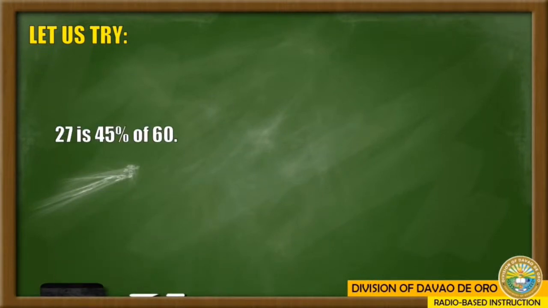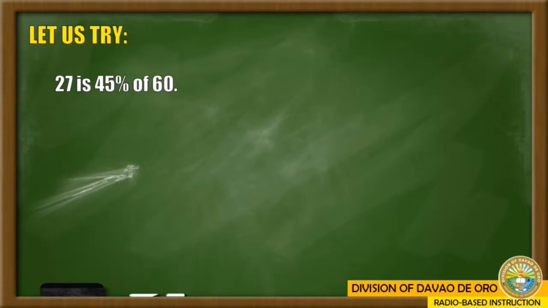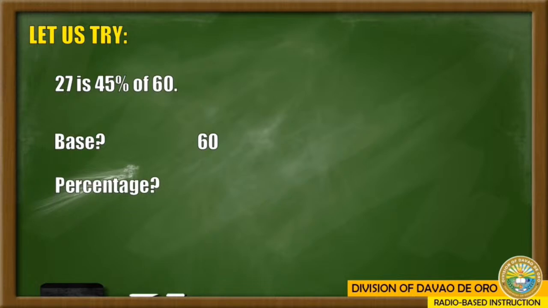Okay, another one. 27 is 45% of 60. Again, 27 is 45% of 60. Now, we will look for base. Again, what is base? The whole or total number. What else? Very good. The biggest number. So what would it be? Very good. 60.